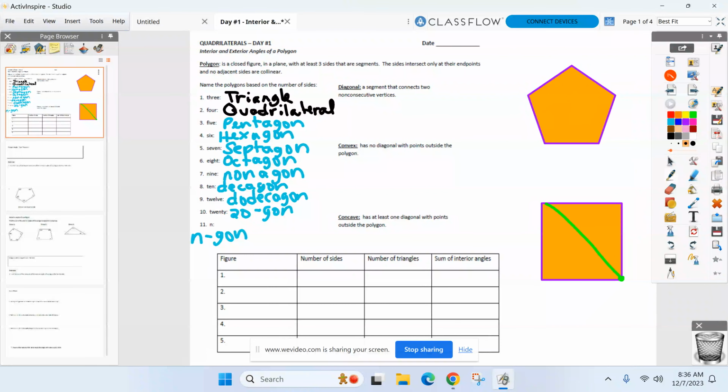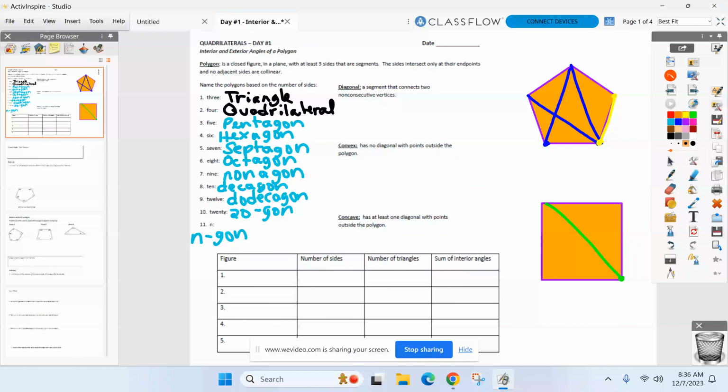So if I start here, that's a diagonal. If I start here, that's a diagonal. That's a diagonal, as long as I connect two vertices that aren't connected. Non-consecutive. Well, Mr. Carlino, what if you connect two vertices that are consecutive? It's called a side. A diagonal has to connect two non-consecutive vertices.